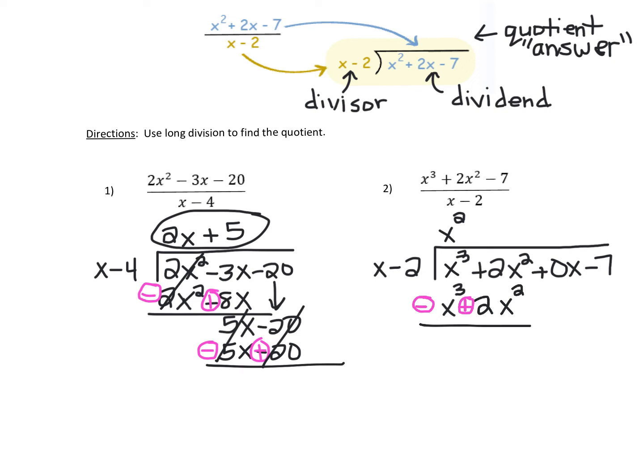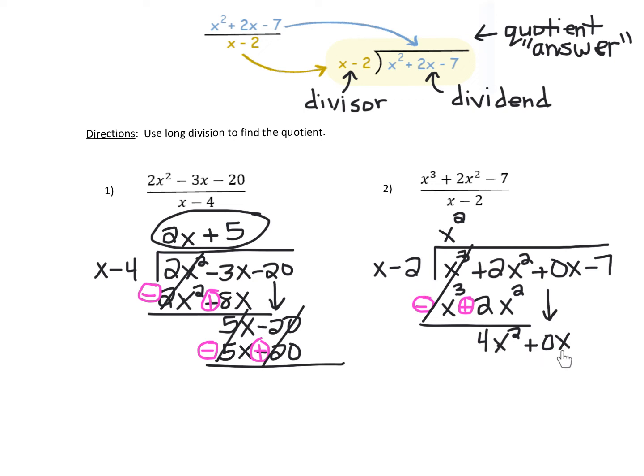So what happens is your first two terms cancel off, which will always happen if you're doing it right, because x cubed minus x cubed is 0. And then here, when I combine 2x squared plus 2x squared, that's going to give me 4x squared. Okay, and then I'm going to bring down my next term. So I'm bringing down that plus 0x. Because if you have two terms out here, you always want to have the same number of terms down here.